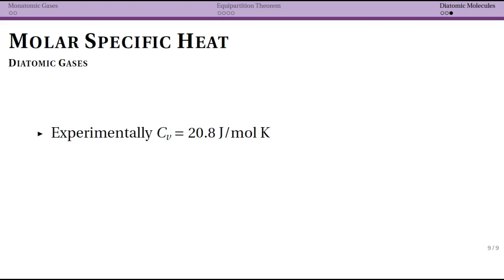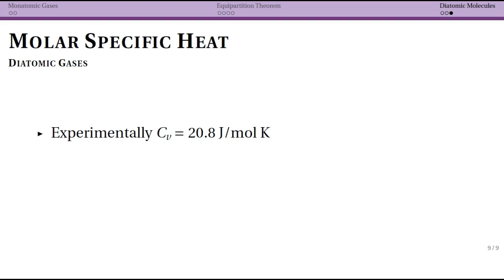Now let's look at the molar specific heat. We've seen that for monatomic gases, the equipartition theorem worked pretty much perfectly. For the solids, it worked okay, not great, but we knew it was an overly simplified model. So now let's look at our molar specific heat for diatomic gases. Experimentally, it's 20.8 joules per mole Kelvin. And again, like the monatomic gases, this number is really consistent. When we first saw this in a previous chapter, we couldn't explain why diatomic gases had a different molar specific heat than monatomic gases, but we saw that they did, and that diatomic gases had pretty consistent values.